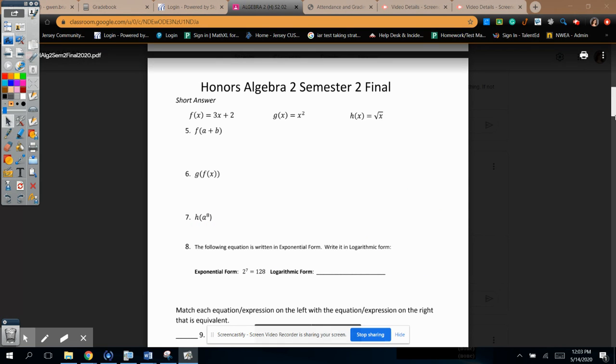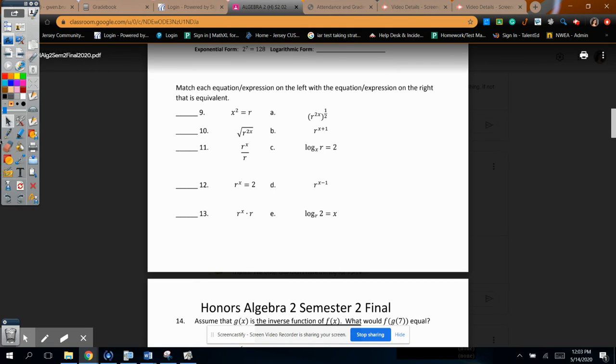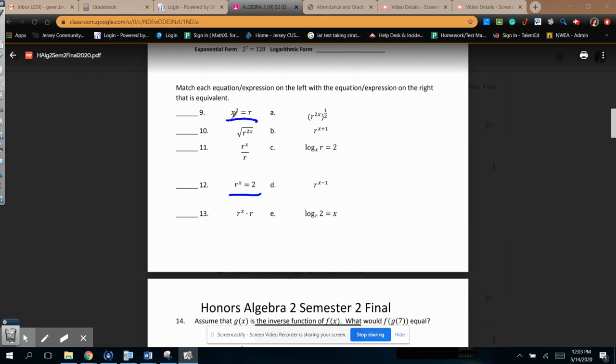Okay, the matching. These two guys are going to go to the logarithms. The logarithm is the exponent. So this one goes with c. The base is x. The other number is the exponent here. Base is r. The number is 2. So this one is e.